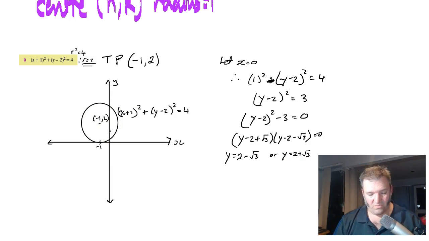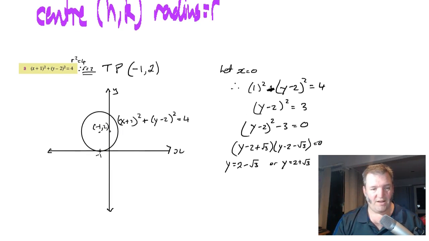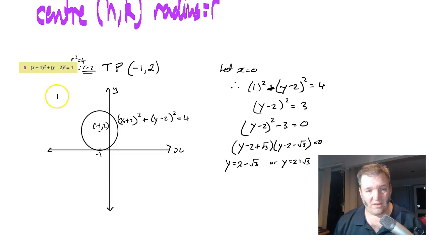That's sketching them. Could we really ask you to do anything complicated? Maybe. Maybe you'd need to get them from a general form into the factorized form, but that's about all.